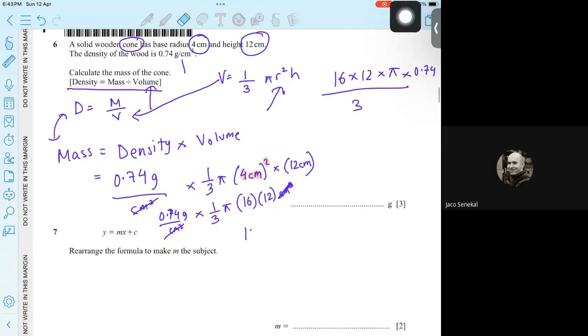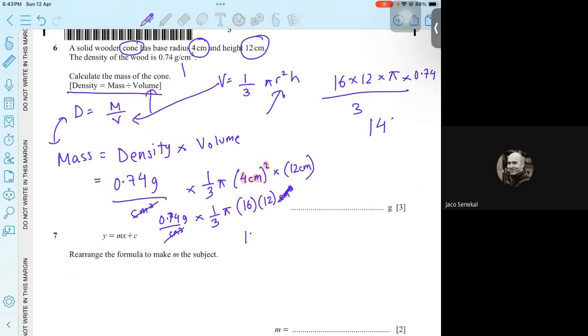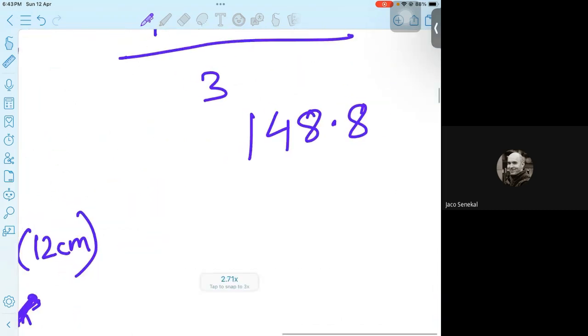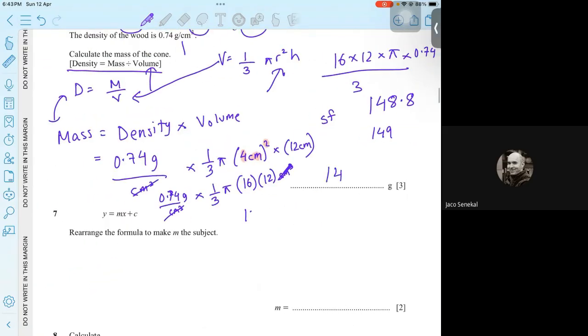If you plug all of these into the calculator, I think you should have something like 148.8. So remember the rule that says always to write the answer in 3 significant figures. So we write the answer as 149. And the answer for this is 149.